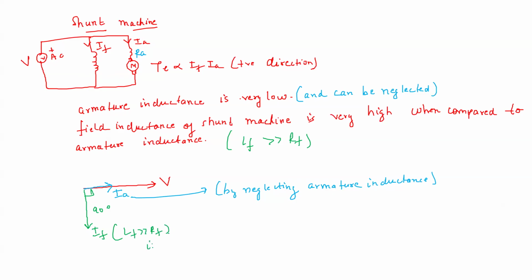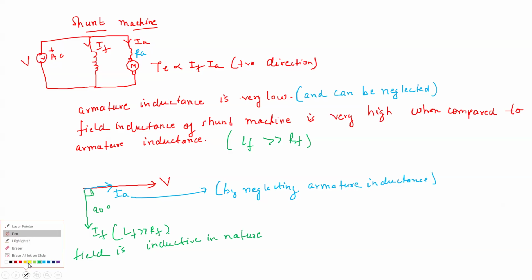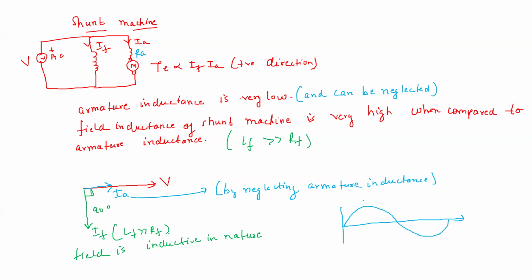Okay, the field is inductive in nature. So you can see what is happening to IA and IF. If I draw the instantaneous voltage waveforms, instantaneous current and voltage, so here, let us suppose this is IA. IA is in phase with V. Now what about IF? IF is lagging IA or V by 90 degrees. So IF is something here.